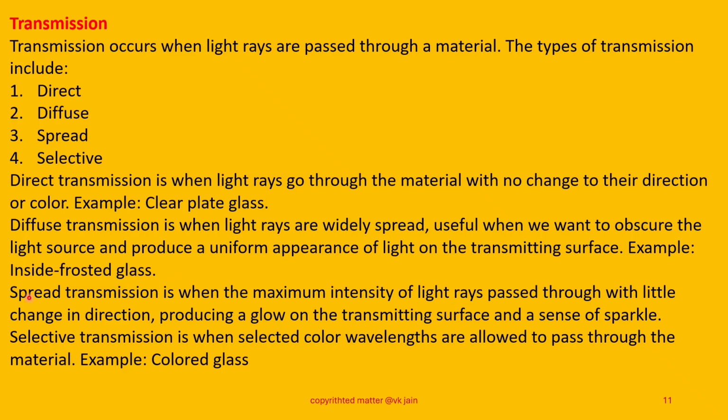Spread transmission is when the maximum intensity of light rays passes through with little change in direction, producing a glow on the transmitting surface and a sense of sparkle. Selective transmission is when selected color wavelengths are allowed to pass through the material. Example, colored glass.